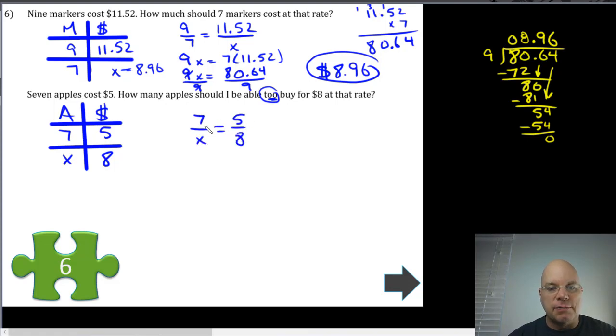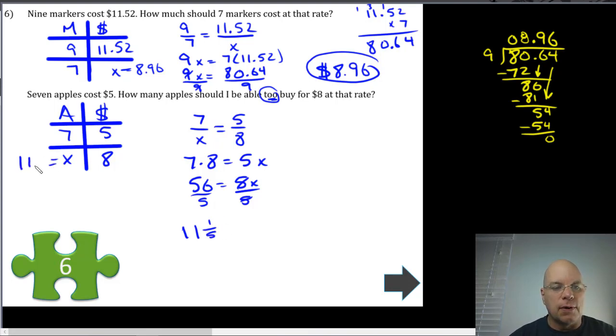I don't see any nice scale factors, so I'll use cross product. 7 multiplied by 8 is equal to 5 multiplied by x. 56 equals 5x. We divide both sides by 5. We get x equals 56 fifths, which is 11 and 1/5. So x is 11 and 1/5, or 11.2, and I forgot we're talking about apples, not dollars.